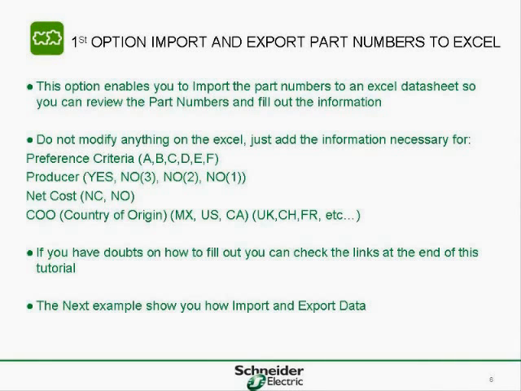First, the option to import and export part numbers to Excel. This option enables you to import the part numbers to an Excel data sheet so you can review the part numbers and fill out the information. Do not modify anything on Excel. Just add the information necessary for preference criteria, producer, net cost, and COO, country of origin. If you have doubts on how to fill out, you can check the link at the end of this tutorial. The next examples show you import and export data.